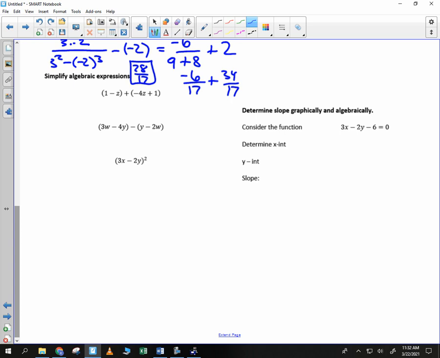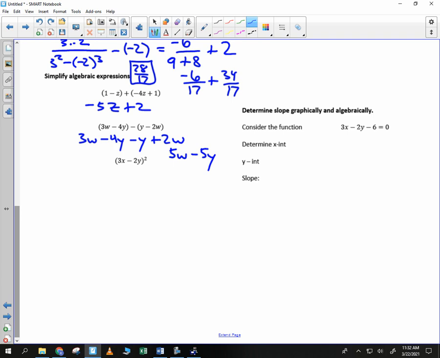Okay, so that kind of takes care of some of our numerical work. We move on to our algebra and functions realm, which is the largest section of the ACT. You should be able to handle simple algebraic operations, such as combining like terms. Negative z and negative 4z make negative 5z, and 1 and 1 make 2. If you subtract, make sure that you distribute the subtraction sign. So we have 3w minus 4y minus y plus 2w. Like terms are 3w and 2w, which make 5w. It's minus a 5y.